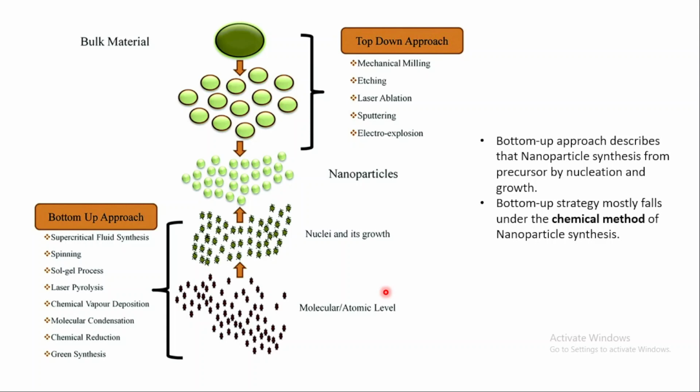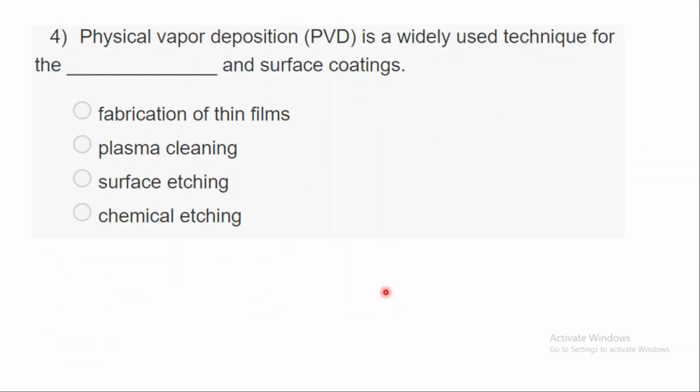Let's move on to the next question. So we are at question number 4. I'll read out the question for all of us. Physical vapor deposition, PVD, is a widely used technique for the dash and surface coatings. Option A, fabrication of thin films. Option B, plasma cleaning. Option C, surface etching. Option D, chemical etching.